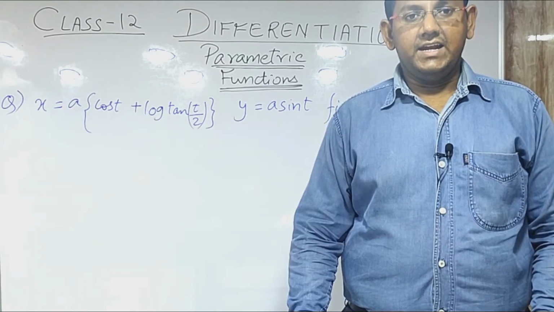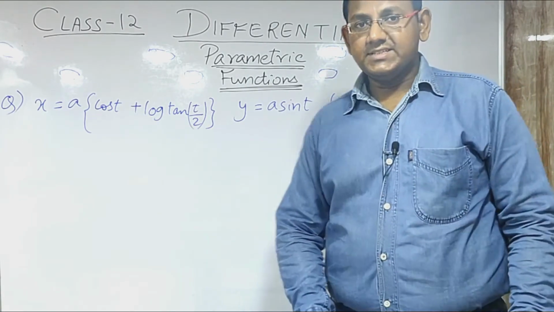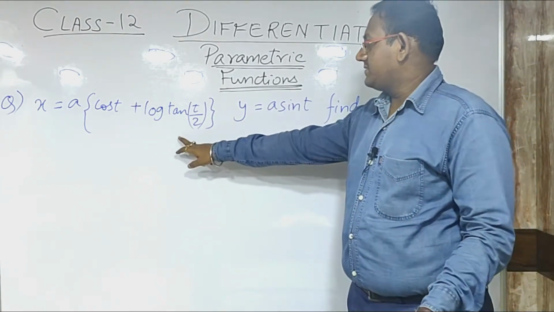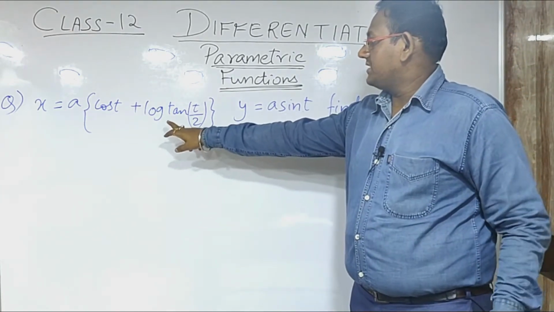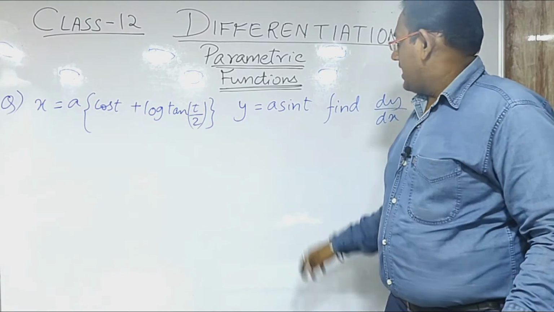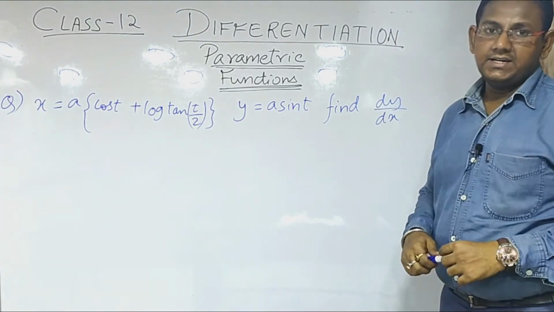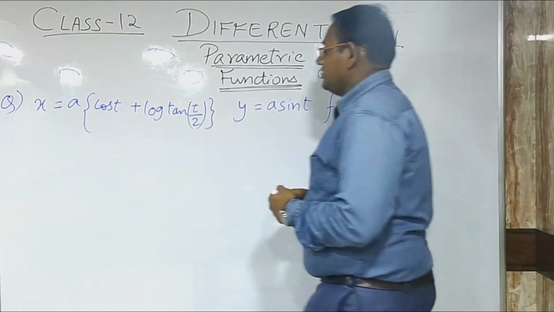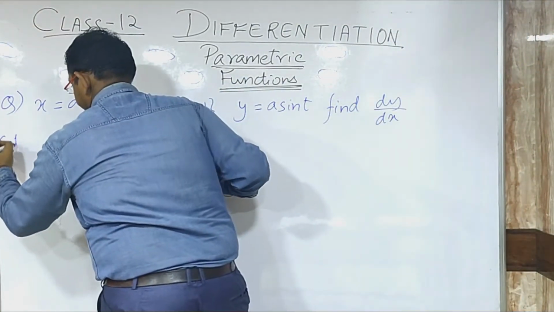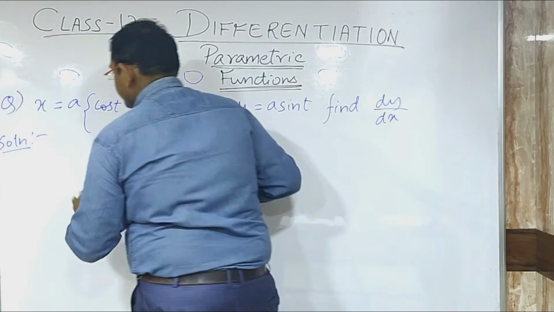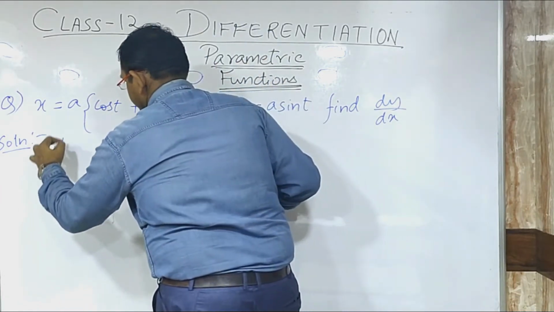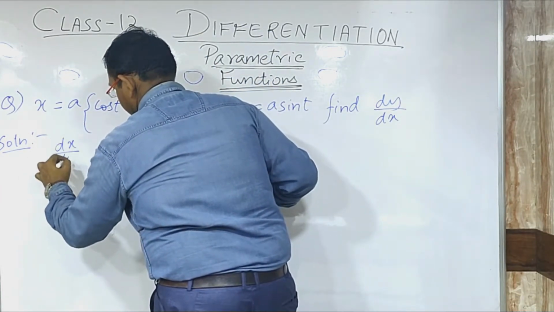Now let us understand this question. The question says that the value of x is equal to a times cos t plus log tan t by 2, and y is a sin t. We need to find the value of dy by dx. Now let us start with the solution. First thing is to differentiate x with respect to t.